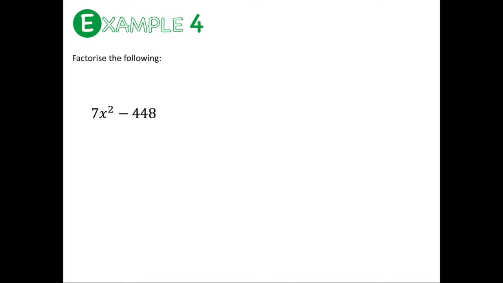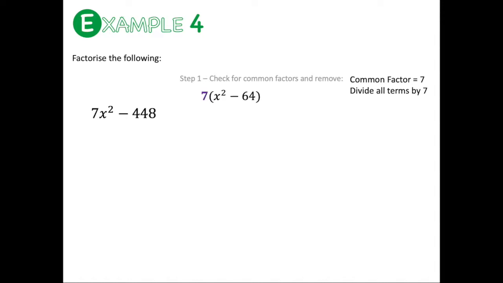So looking at our fourth example, this time we want to factorize 7x squared minus 448. So this time there is a common factor that we can remove, and that common factor is 7. So we want to divide both terms by 7. So 7x squared divided by 7 is x squared. 448 divided by 7 is 64. So my expression turns into x squared minus 64 inside my brackets, and then 7 on the outside.